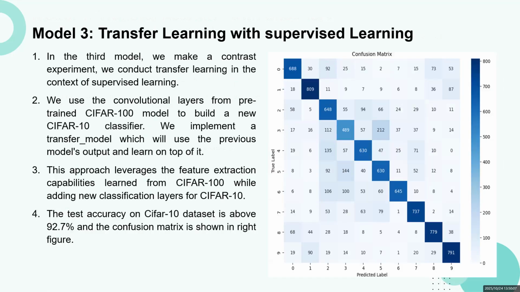In Model 3, we conduct transfer learning with supervised learning so that we can make a contrast experiment. We use the convolutional layers from the pre-trained CIFAR-100 model to build a new CIFAR-10 classifier. We implement a transfer model which will use the previous model's output and learn on top of it. This approach leverages the feature extraction capabilities learned from CIFAR-100 while adding new classification layers for CIFAR-10. The test accuracy on the CIFAR-10 dataset is above 92.7%, and the confusion matrix is shown in the right figure.